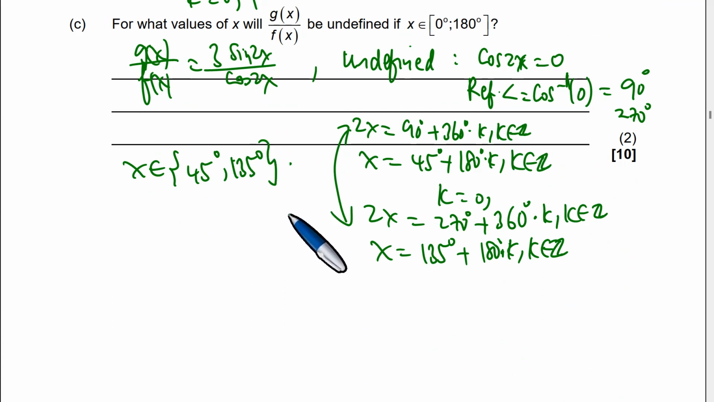Then X is 135 degrees. So obviously both 45 and 135 degrees are between 0 degrees and 90 degrees. So we are done with that question.